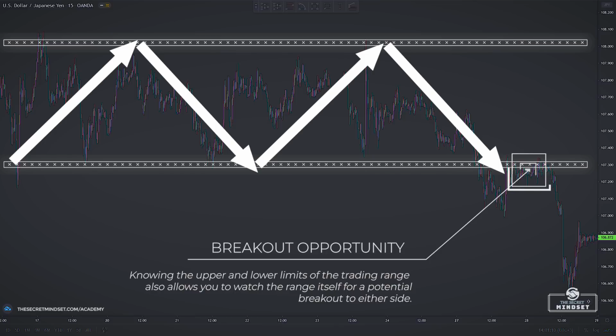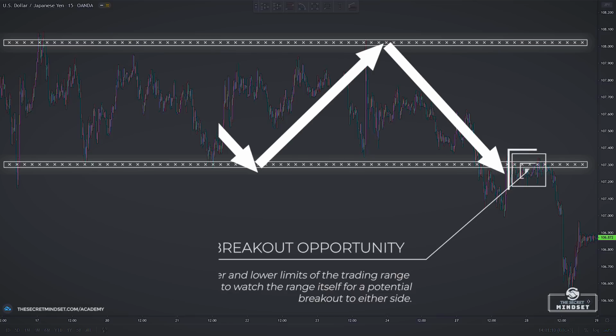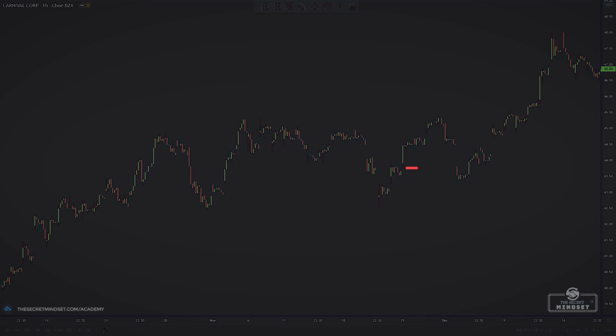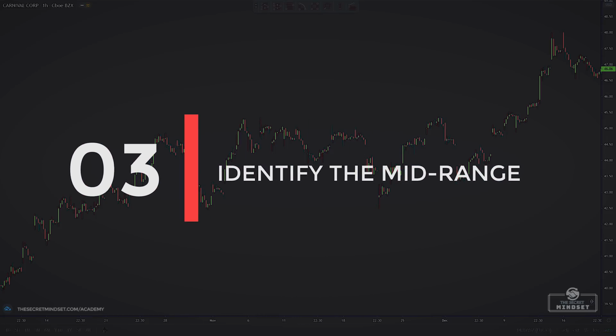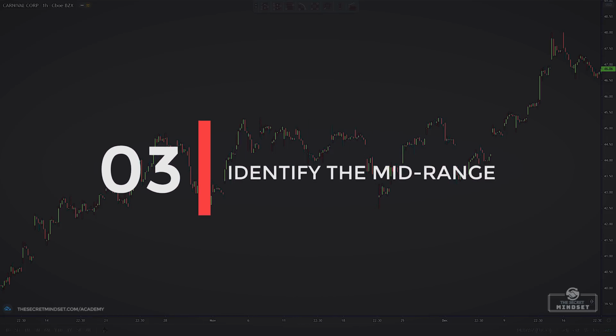This is especially useful when the top and bottom levels of the consolidation phase are defined by angular trend lines, like in a wedge pattern that is slowly constricting price action, leading to a possible breakout. Next step is to identify the mid-range and other internal levels of support and resistance.